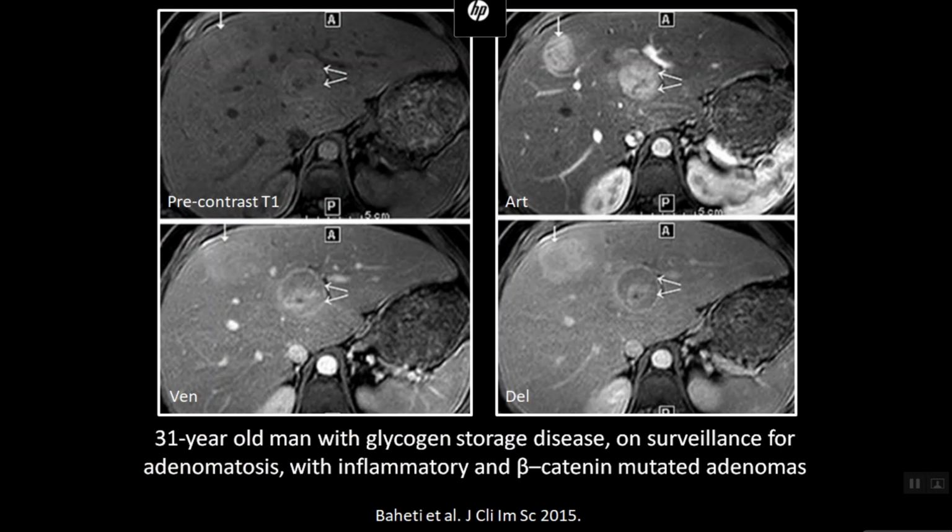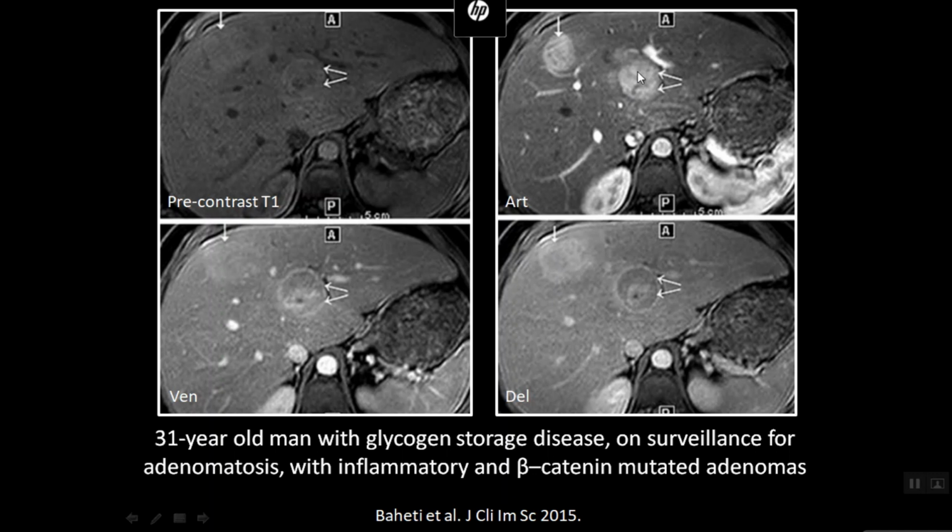So here's a case from when I was in Seattle. This is a patient with glycogen storage disorder. We just discussed that glycogen storage disorders have an increased risk of adenomas. So multiple adenomas were there. This is a man again, with increased risk of malignancy, right? So you can see this adenoma nicely enhancing on the arterial, with delayed persistent enhancement present. So this was an inflammatory adenoma.